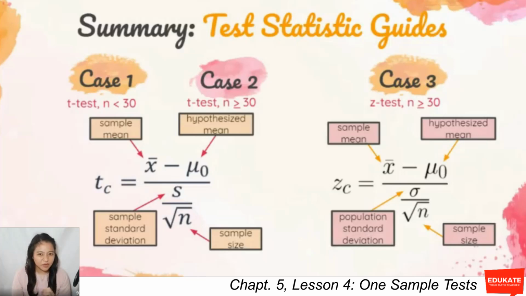This is the summary for the test statistic guides. For case 1 and case 2, you're going to use the same formula. T sub C equals sample mean minus hypothesized mean divided by sample standard deviation over square root of the sample size. And then for case 3, you're going to use a different formula where your sample standard deviation would now become population standard deviation.